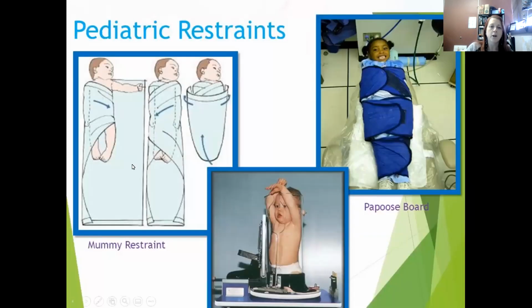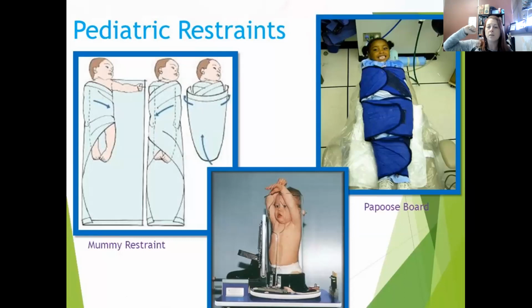So this is a mummy restraint or a swaddle restraint, just like we swaddle a baby up. This can be helpful, especially for temporary holds. So if you're starting an IV for this baby, let's say I'm using this arm here that's sticking out, I would wrap the other arm up, keep this arm out, and then wrap the blanket underneath them. So everything else is restrained, but I've got the arm exposed.